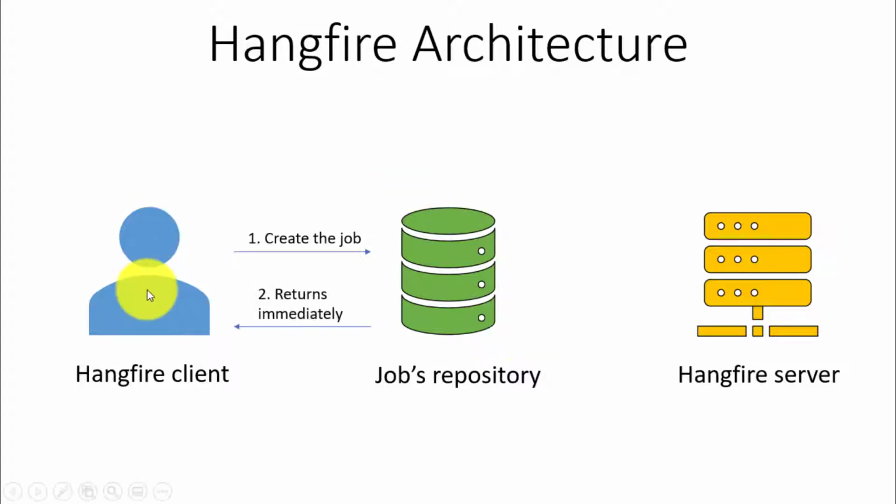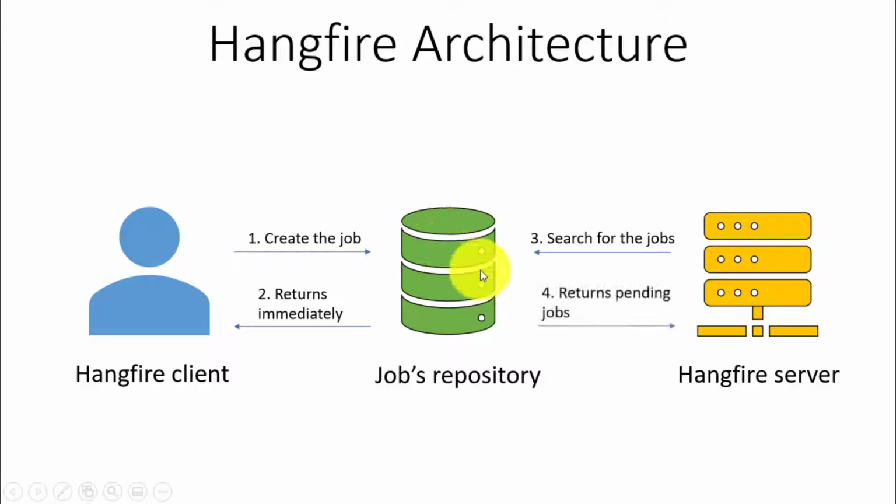So we have the client that is the one that creates the job, and after the client creates the job, it immediately returns so that the client doesn't have to wait for the job to be executed. Then we have a Hangfire server. A Hangfire server is the application that actually executes the jobs. So the Hangfire server is going to connect to the database or repository, and then the repository is going to return the pending jobs, and then the server can run those jobs.